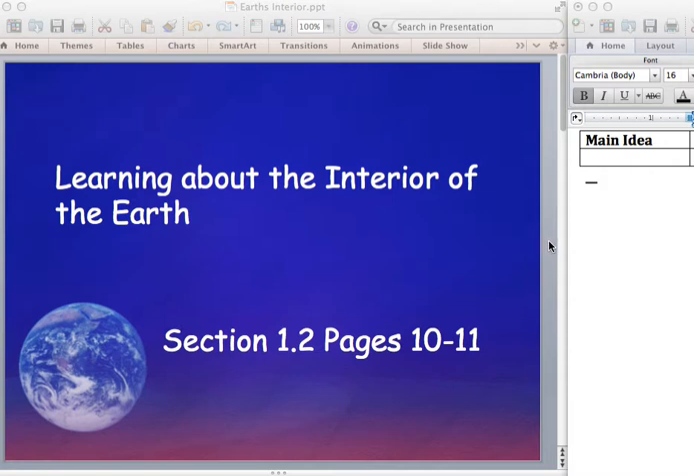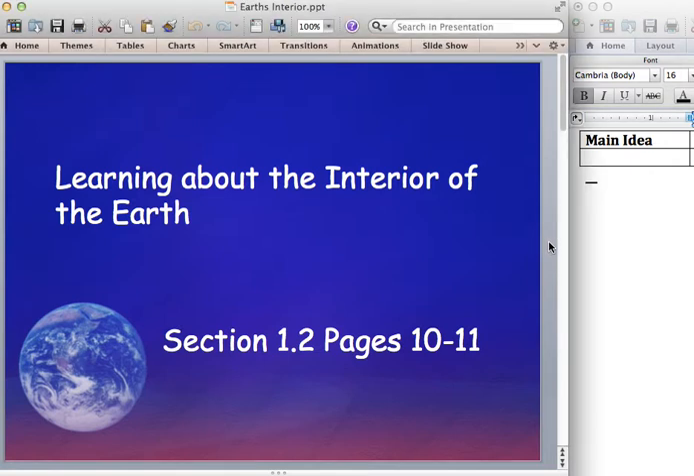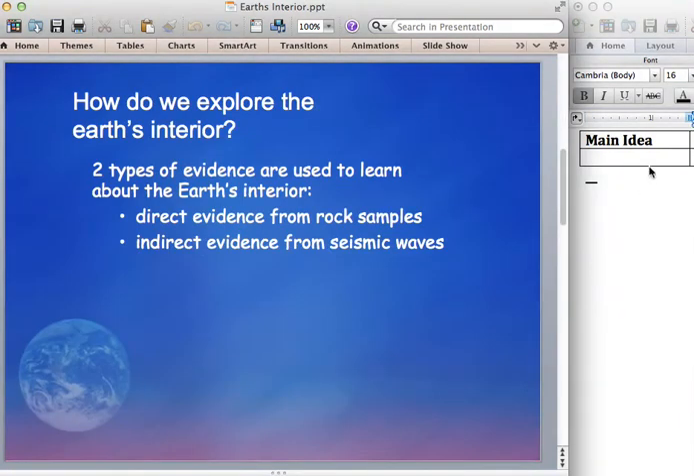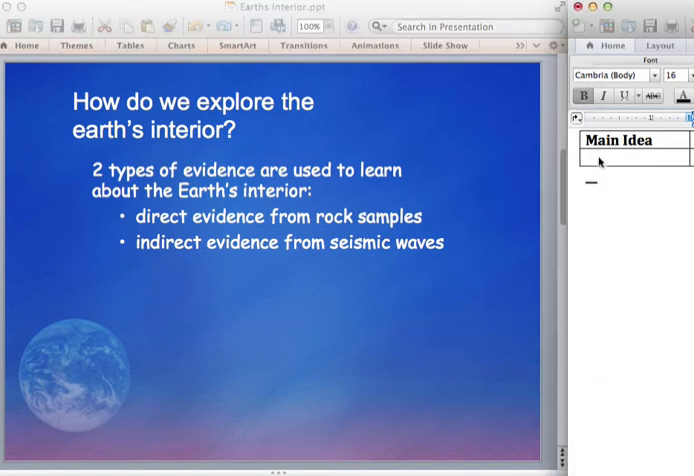So we'll talk about the two ways that scientists learn about the interior of the Earth. Right, and we're now in your Earth structure book. That's the one with the rock on the cover, and section 1.2, pages 10 and 11. So, first thing we do is how do we explore the interior of the Earth? And there are two types of evidence that geologists use to learn about the Earth's interior. So we have two types of evidence.